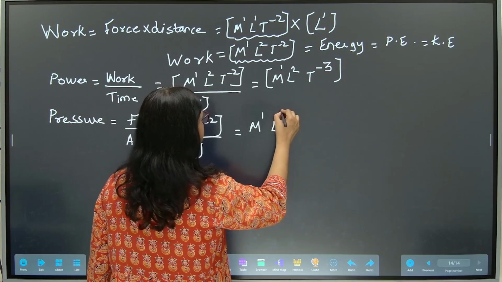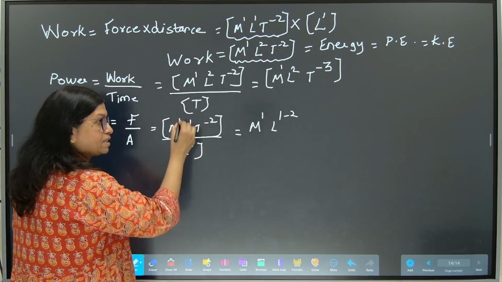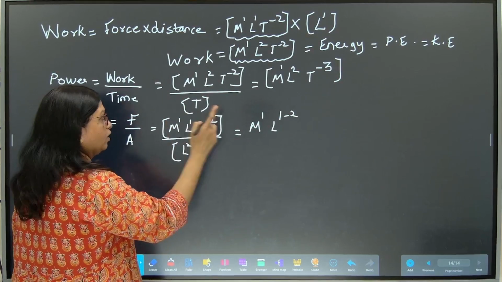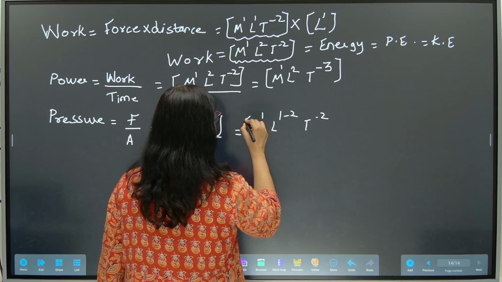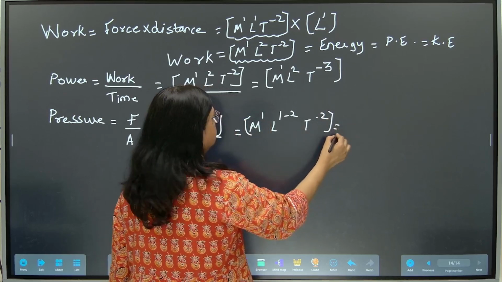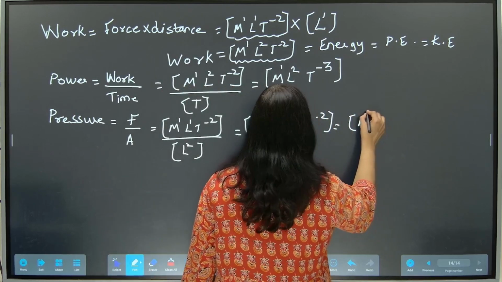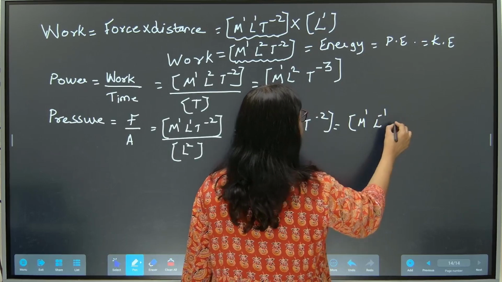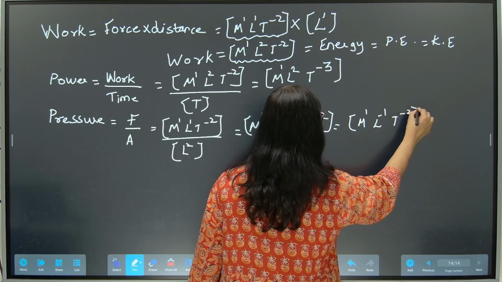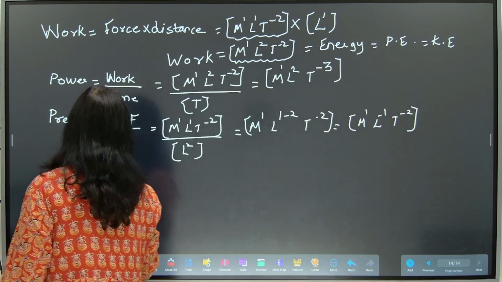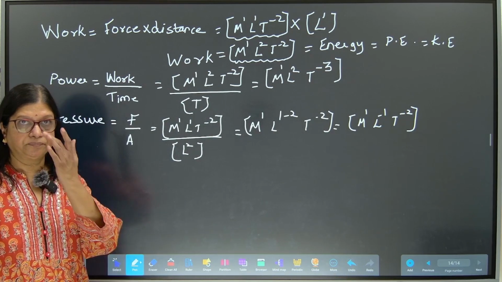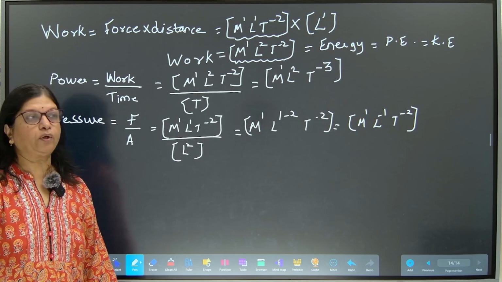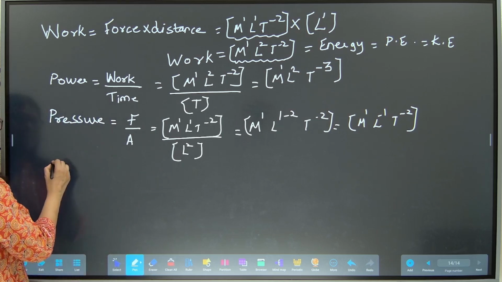Clear? L, 1 minus 2, that is the power of L. T minus 2. So what is my answer? M1 L raised to minus 1, T raised to minus 2. That is the dimensional formula for pressure. Clear? Okay.